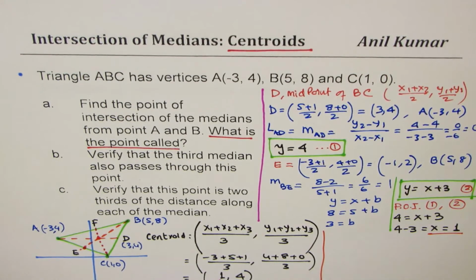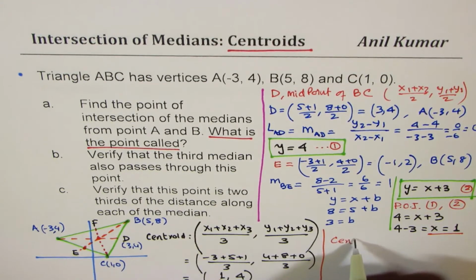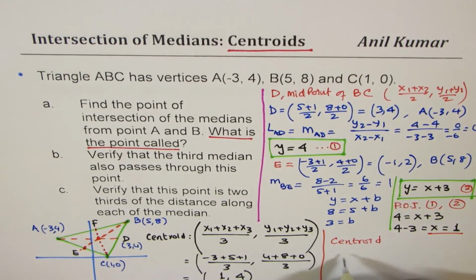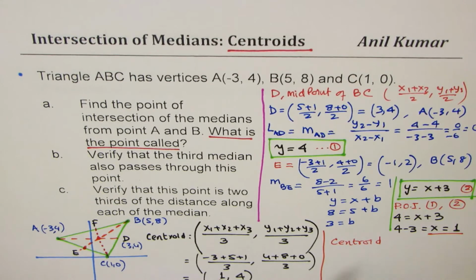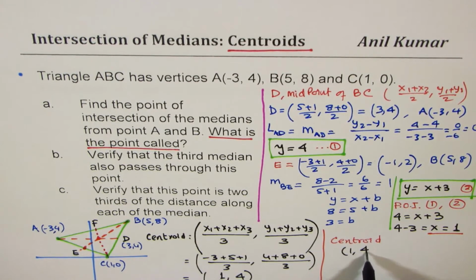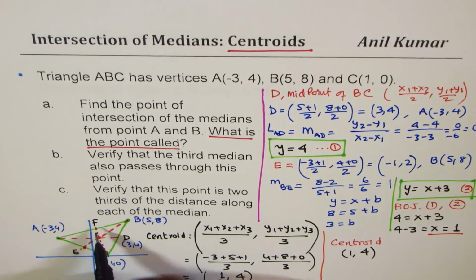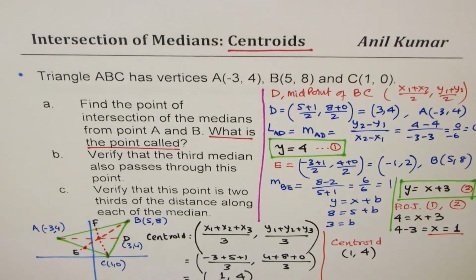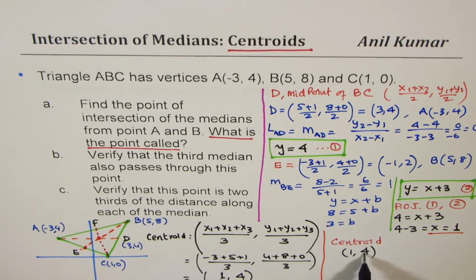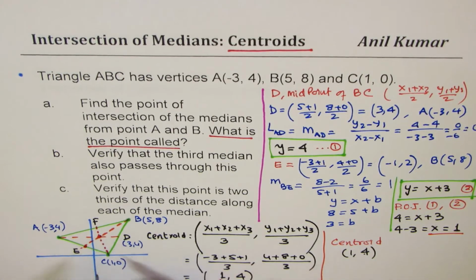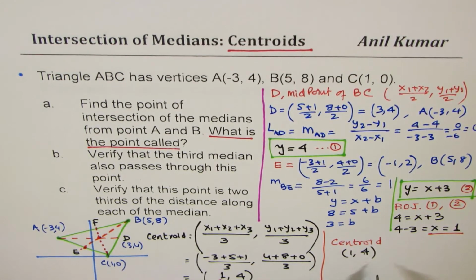Now we know here that the centroid is at x equals 1 and y equals 4. Now y equals 4 is a horizontal line, and x equals 1 happens to be the vertical line. Okay, so the centroid is at 1, 4. So we found this point as 1, 4.